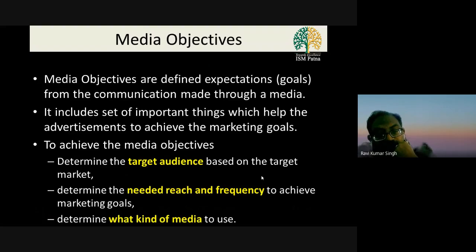To achieve media objectives, first we have to determine the target audience. Who are our target audience based on the target market? Then we have to determine the needed reach and frequency to achieve marketing goals. In the example I just stated, I want 10% of people to be aware of our brand; earlier it was 0%, and now my objective is to reach 10% awareness within 3 months. For that, what kind of reach and what kind of frequency will be required to achieve that marketing goal? We have to understand what kind of media and media vehicle we have to use. All these are part of media objectives.